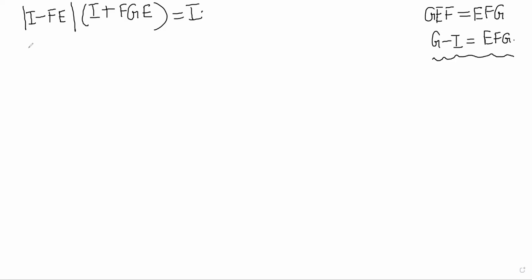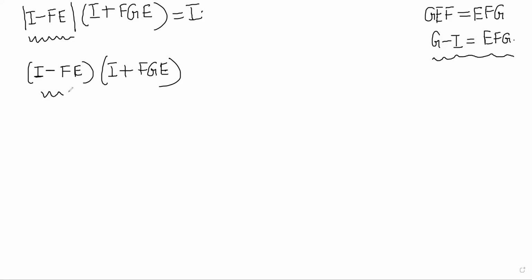If I want to find this out, notice that this is a pure number. This is the determinant, where this is a matrix and this is a matrix. So let me first try and figure out the product of these matrices, I minus FE into I plus FGE. Maybe if I know the product of these, I will be able to take det of that. Looking from the option, we are trying to evaluate this product of matrices.